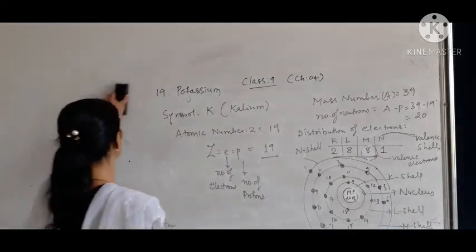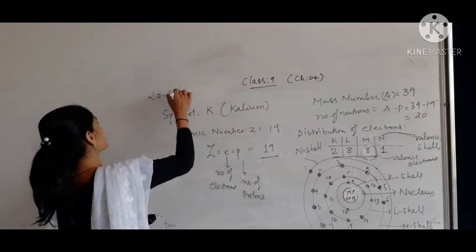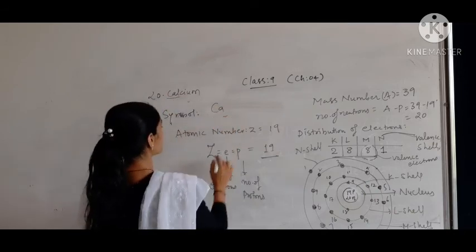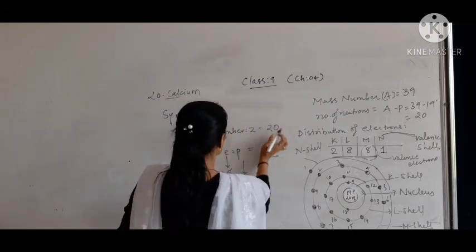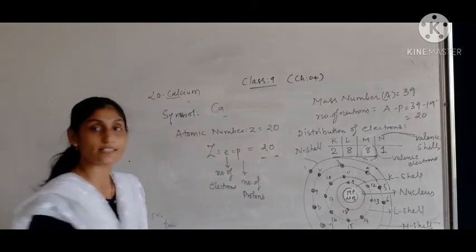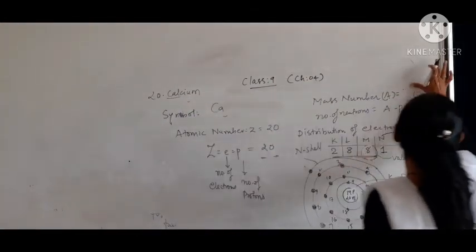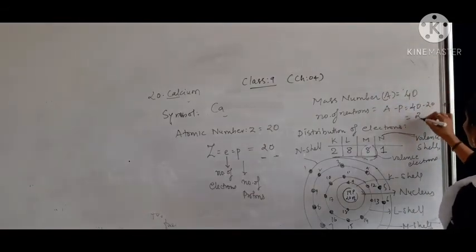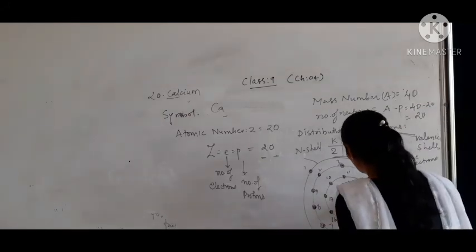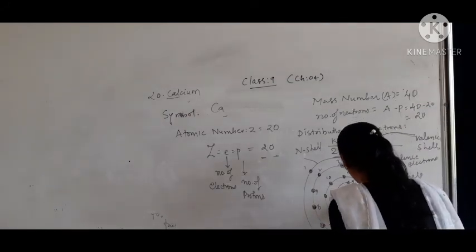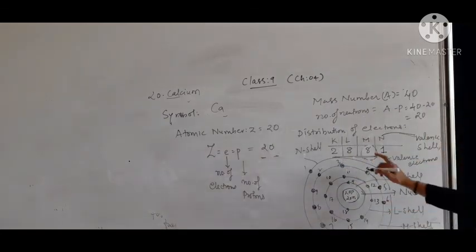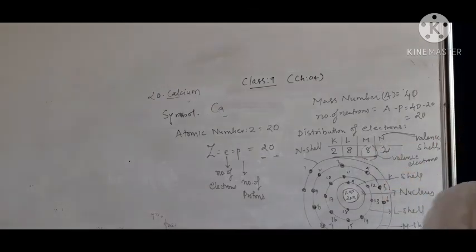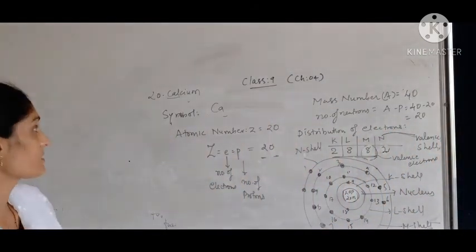Now the last one, 20, that is calcium. When we talk about calcium, we take the first 2 letters as the symbol. Atomic number is 20, and the number of electrons is equal to the number of protons, that is 20. The mass number is 40, and 40 minus 20, so it contains 20 neutrons. So in the nucleus you can write 20 protons and 20 neutrons. Here 1 more electron is added to the N shell. So you can see the electronic configuration for calcium.